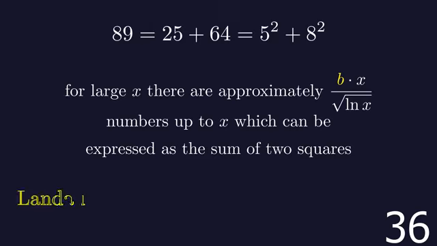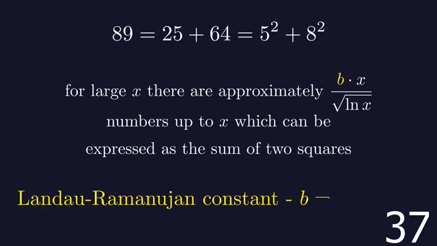Here b is the Landau-Ramanujan constant, which is approximately 0.76. Let's create a sequence called the look and say sequence. It starts with 1. To generate the next term, we simply look at the previous term and describe it.